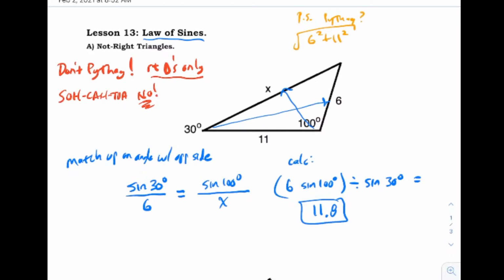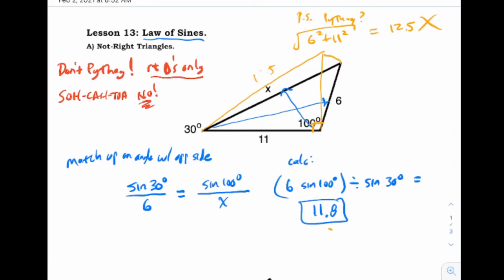What? Let's try that again. So, there we go. So this is telling me like 12.5. That's not right. It's not that big. It's actually 11.8. I suppose if you had popped this thing upright and built yourself a nice right triangle, then this side would be 12.5. But that's not what we have.